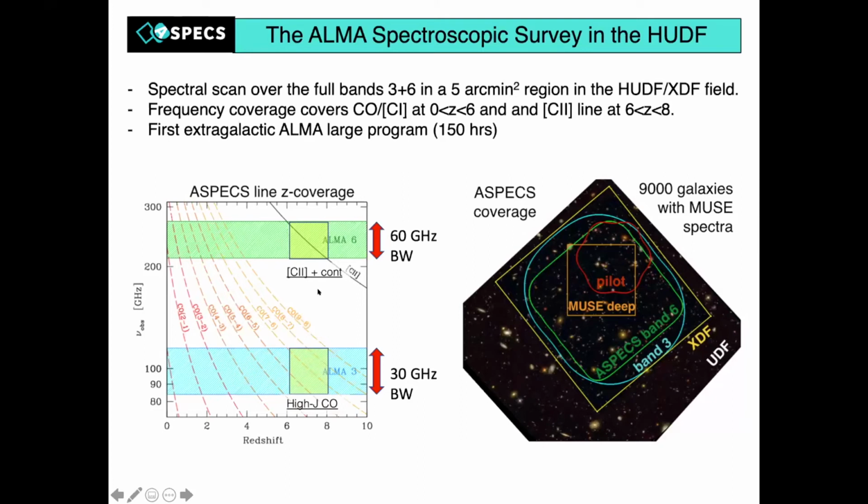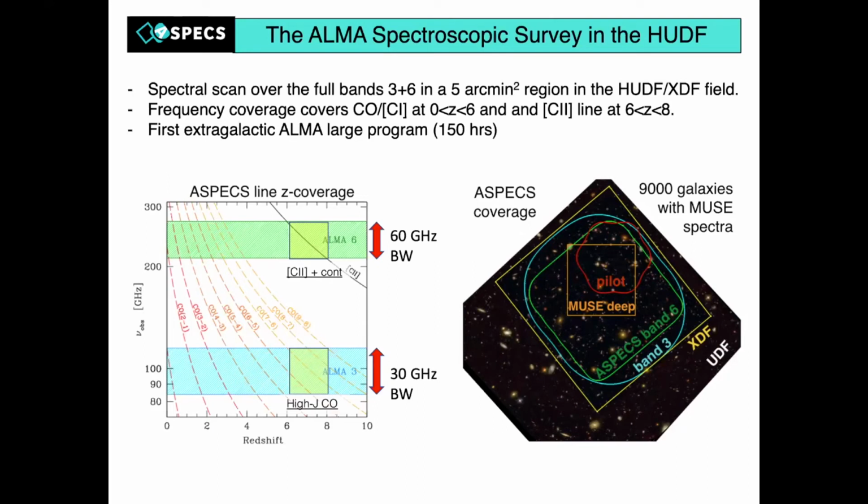Plotted are the redshifted frequencies of CO lines that we use to measure molecular gas content in galaxies. And as you can see, these lines pass through ALMA bands 3 and 6 as a function of redshift. So by using these two bands, you can actually obtain a lot of information of different lines through different redshifts. And also you can target the C plus line at redshifts between 6 and 8.